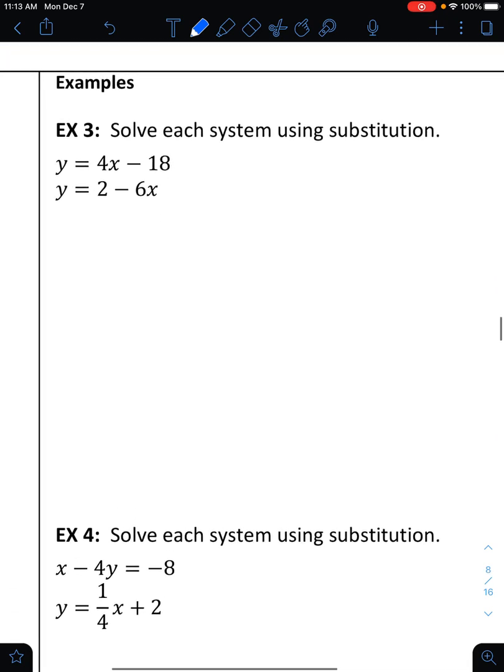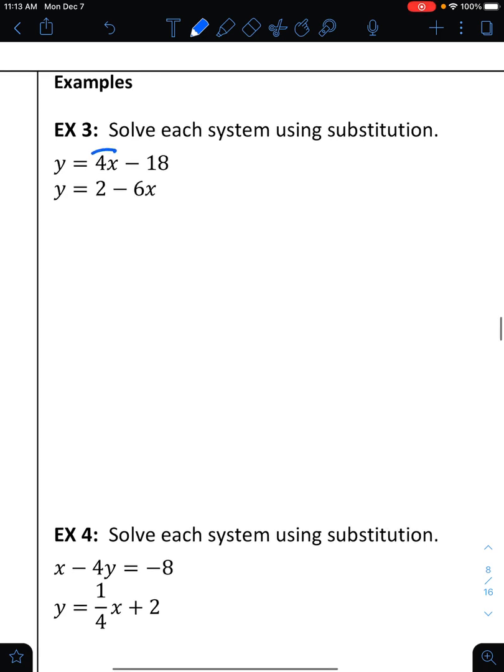Number 3, solve with substitution. Okay, I see y equals and y equals, so I can still substitute. I can take what y is equal to in the top equation and plug it into y in the second equation. So it's going to go right there in place of that y. So my new equation will read 4x minus 18 equals 2 minus 6x. You could also say, if the two y's on the left are the same, then the two expressions on the right are the same, so I can set them equal.